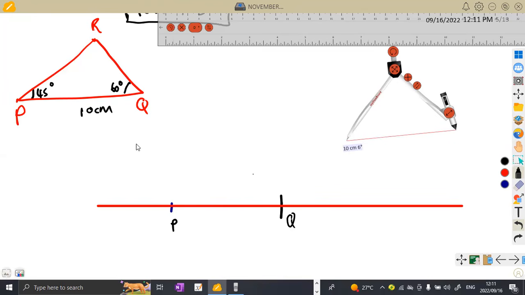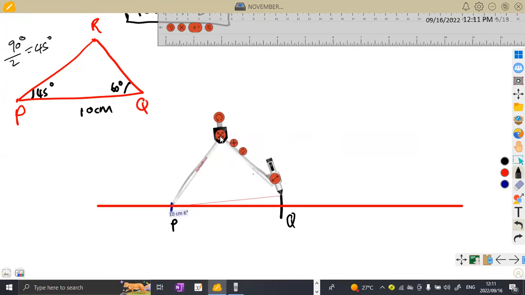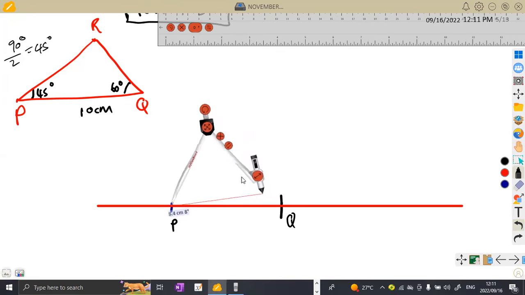So now let's consider the P. At P, we are supposed to construct 45 degrees. Where do we get 45 degrees? Remember, from 90 degrees divided by 2, that's 45. So which means I'm supposed to bisect 90 degrees. So we have to construct 90 degrees first at P. Remember how you construct 90, guys?